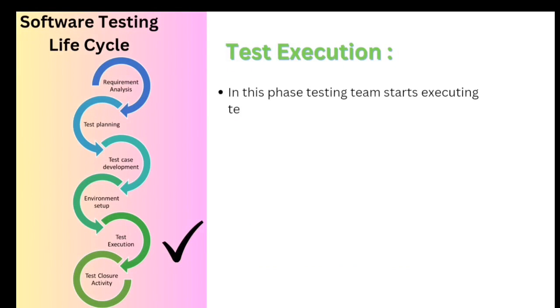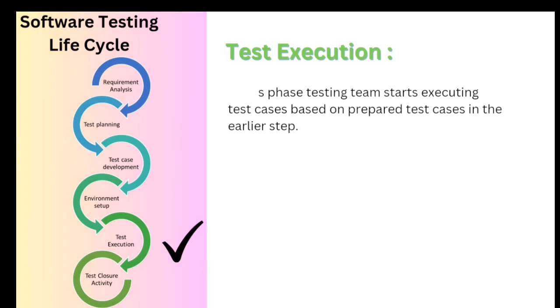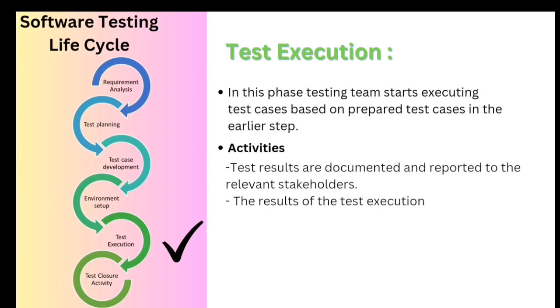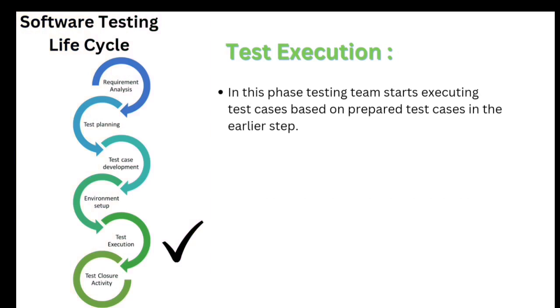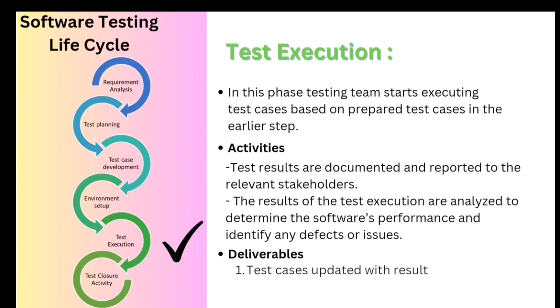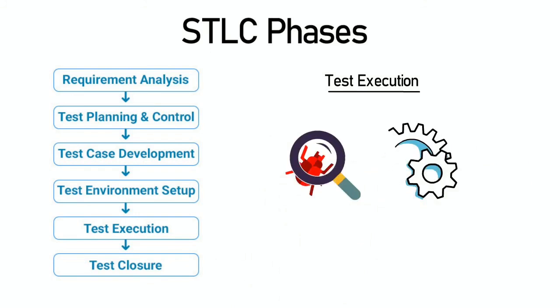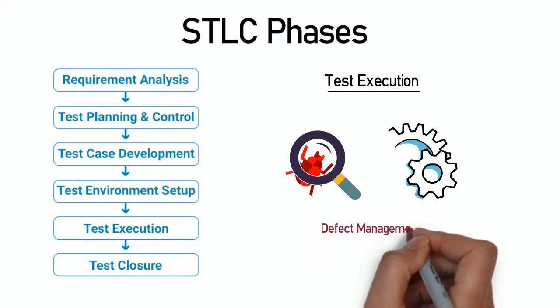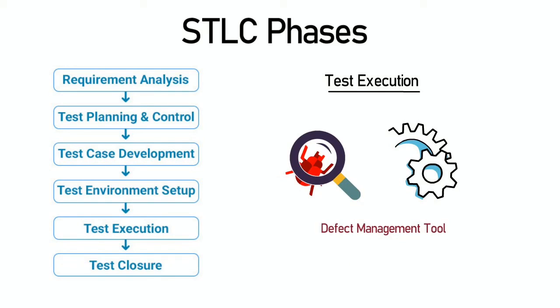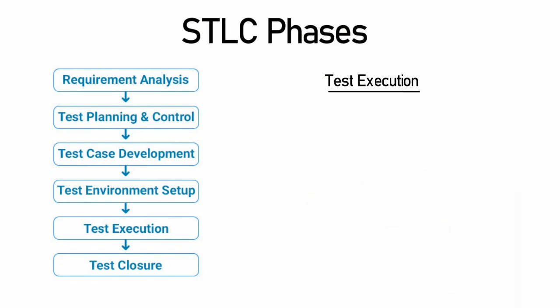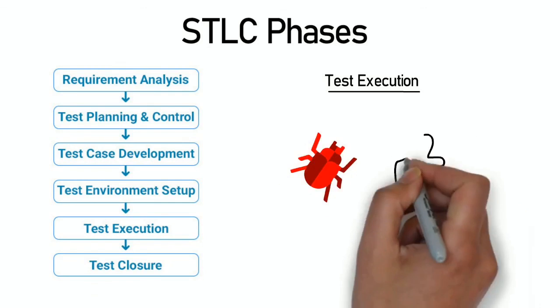The next step is test execution. In this phase, the testing team starts executing the test cases based on those prepared in the earlier steps. It is important to note that test execution is an iterative process and may need to be repeated multiple times until all the identified defects are fixed. Once the development team fixes the bugs, the bugs are retested for validation.